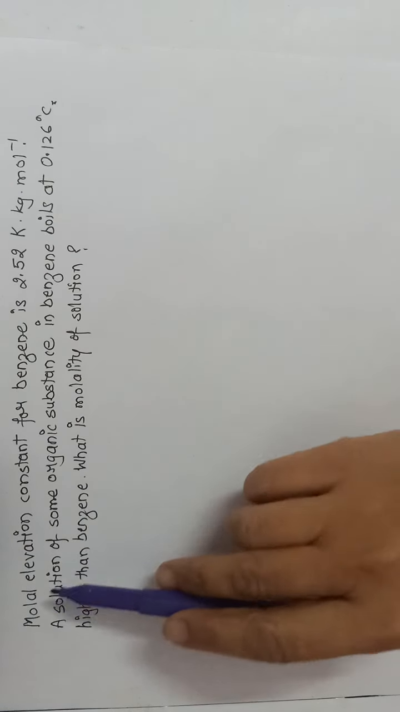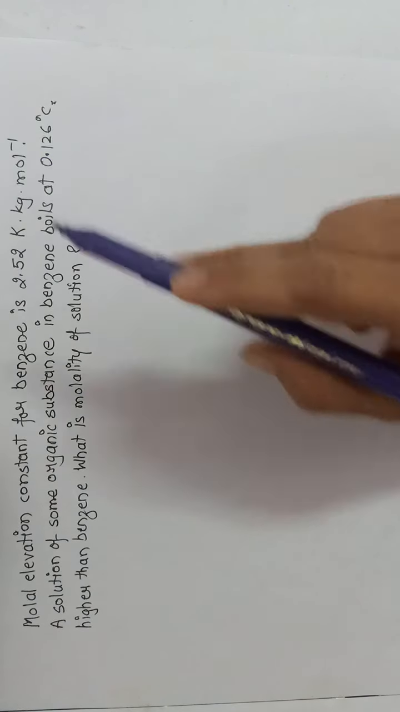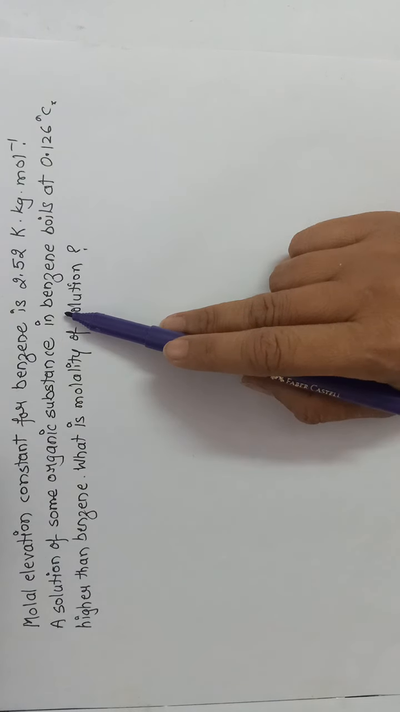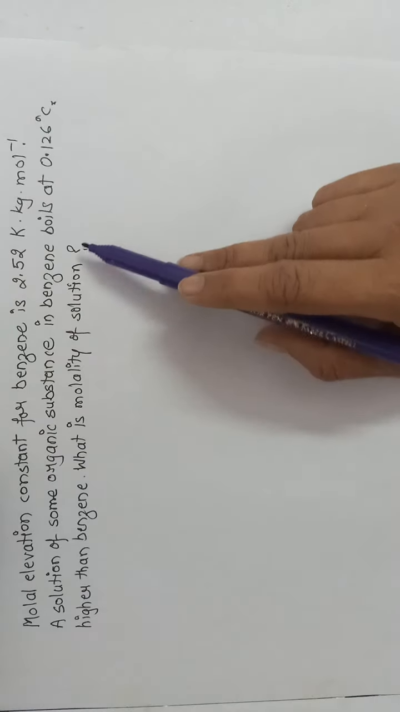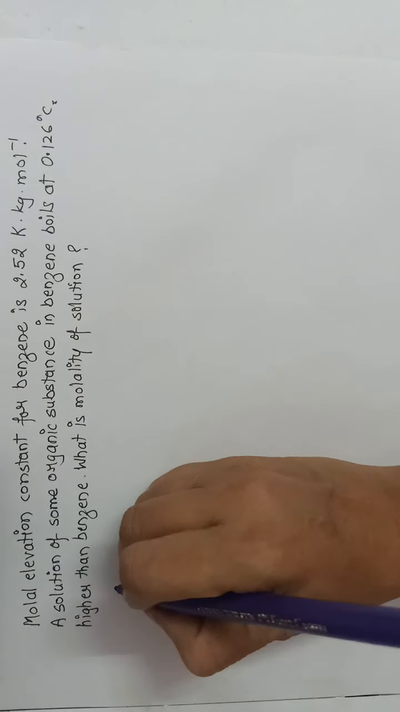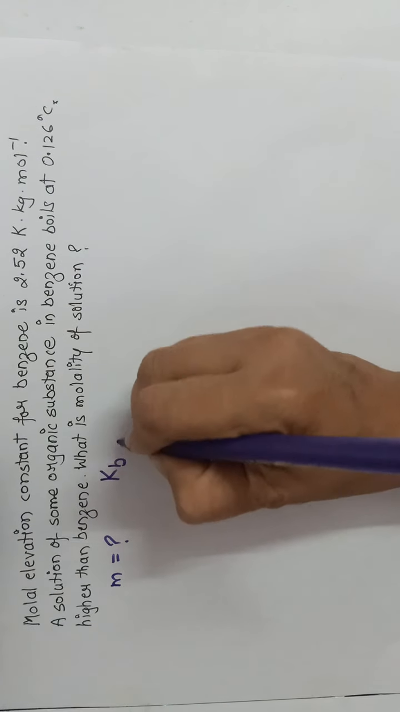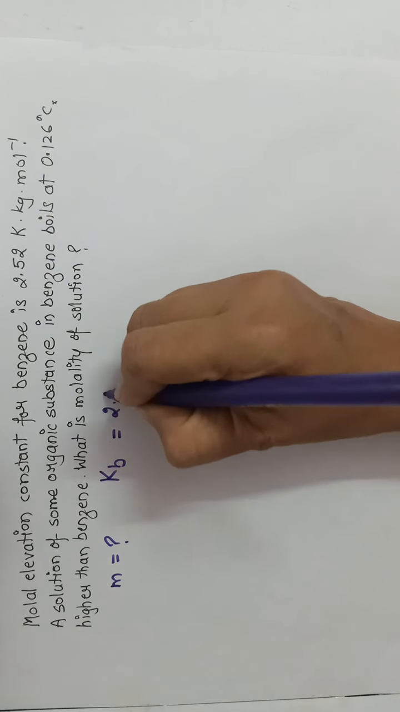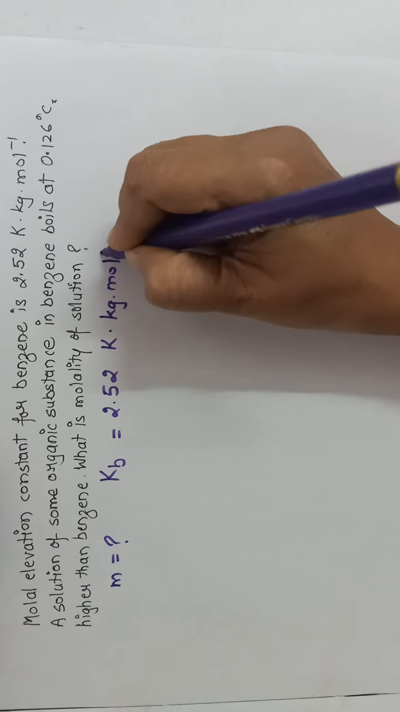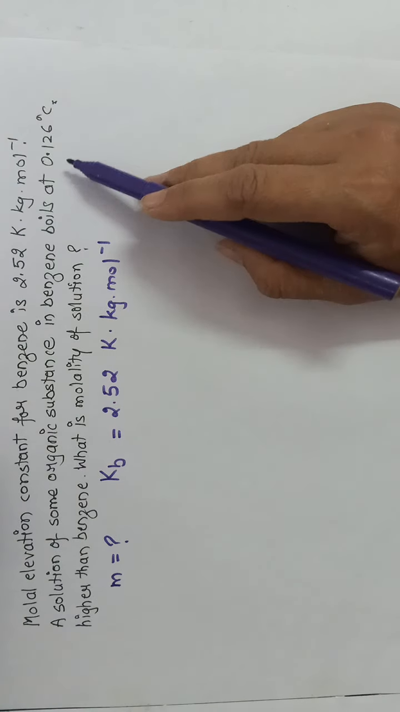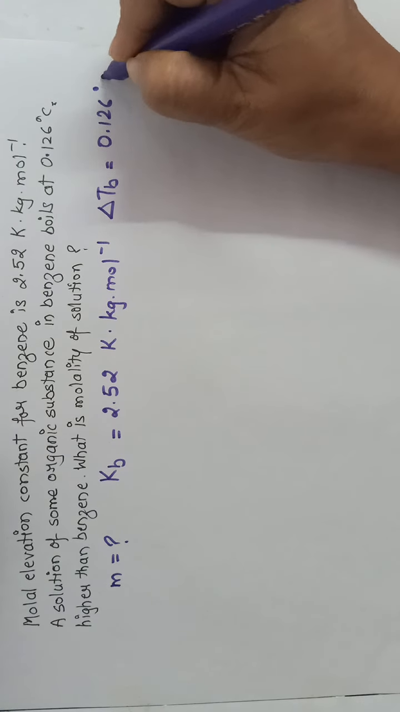So next numerical. Molar elevation constant for benzene is 2.52 Kelvin kilogram mole inverse. A solution of some organic substance in benzene boils at 0.126 degrees Celsius higher than benzene. What is the molality of the solution? So we have to calculate molality. Molar elevation constant, that means Kb for benzene, is already given to you, 2.52 Kelvin kilogram mole inverse. And this elevation in boiling point is directly given to you. Del Tb equals 0.126 degrees Celsius.